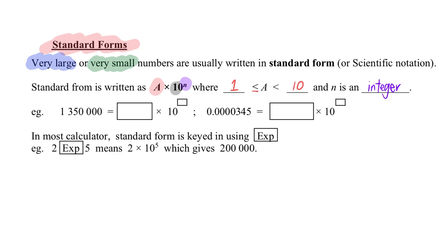With that in mind, I'm going to relate this to an example here, where I have 1,350,000. I am going to rewrite it as 1.35 times 10 to the power of 6, and that will give me 1,350,000. Also, for a very small number like 0.0000345, I could rewrite it as 3.45 times 10 to the power of -5.